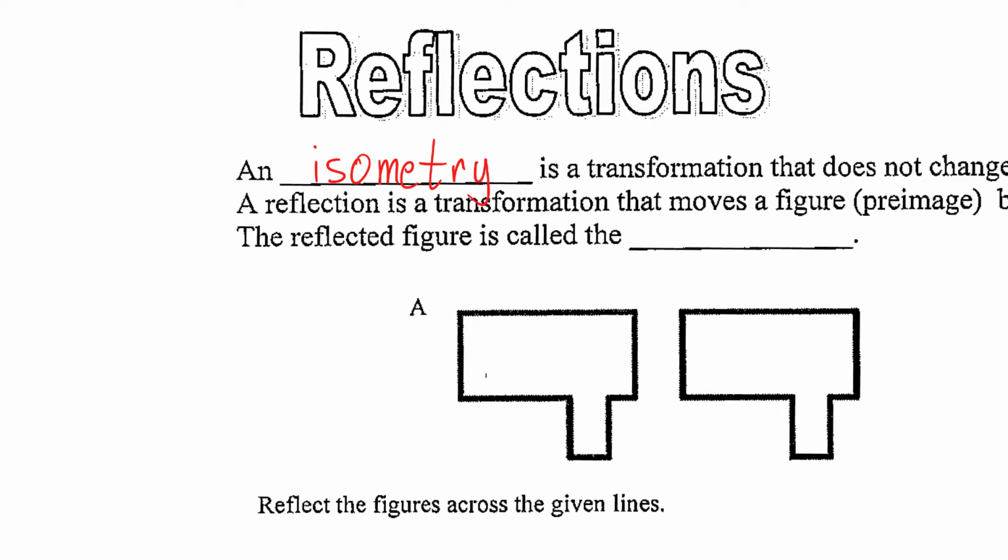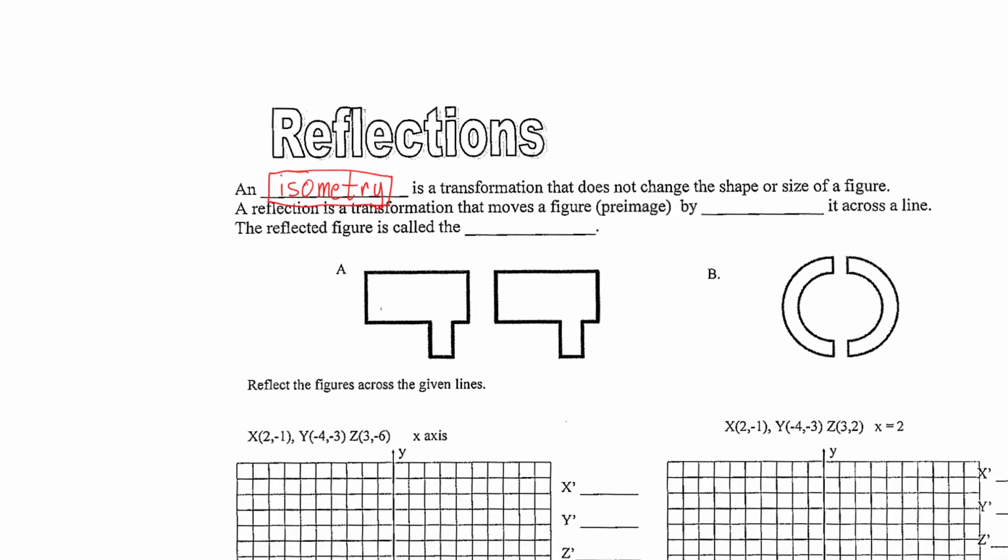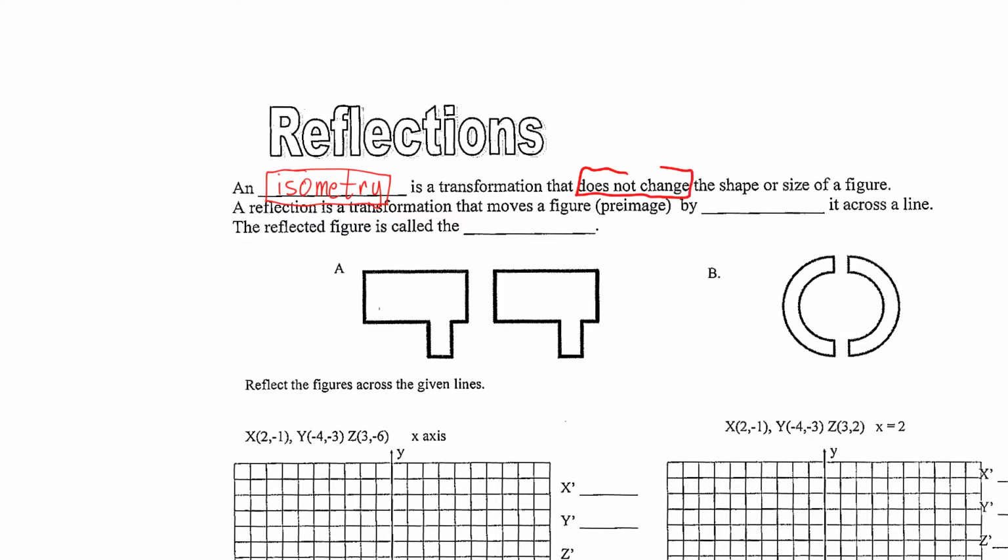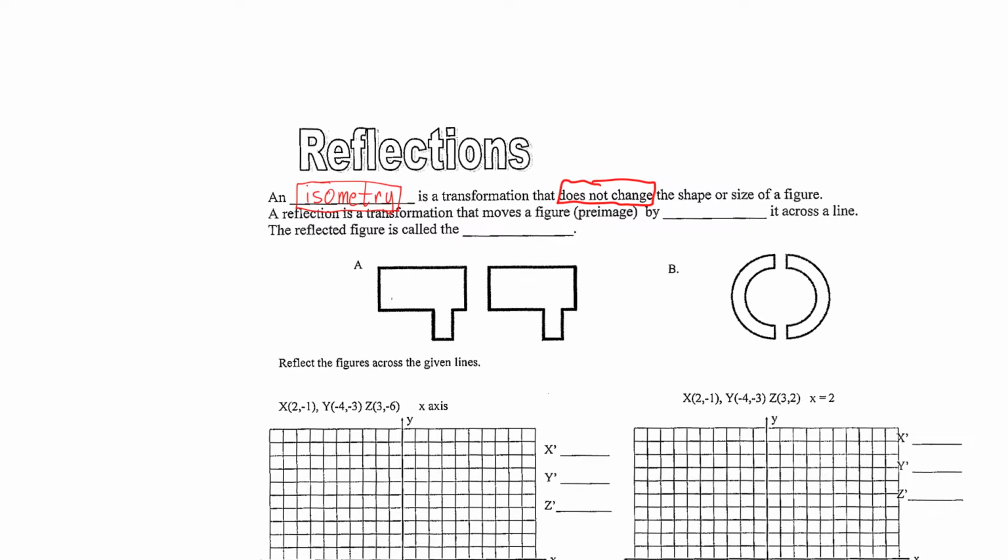There's going to be a question on your test on this, where it asks you what an isometry is. So definitely make sure you get this down. An isometry is a transformation that does not change the size or the shape of the figure. So whenever you move it in some way and it stays the same shape and the same size. Yesterday, a translation is an isometry because it doesn't change the shape or size. And a reflection today is an isometry because it does not change the shape or size of the figure.